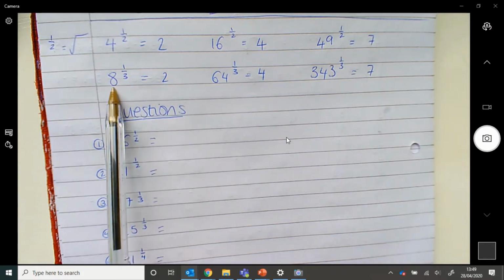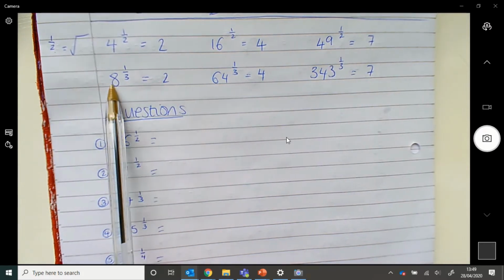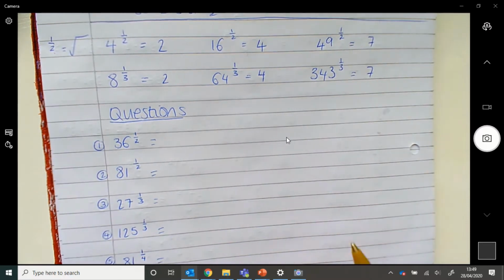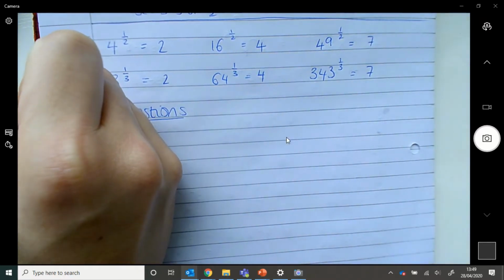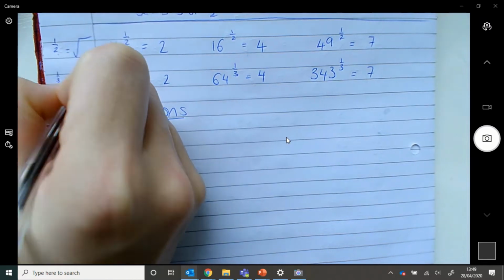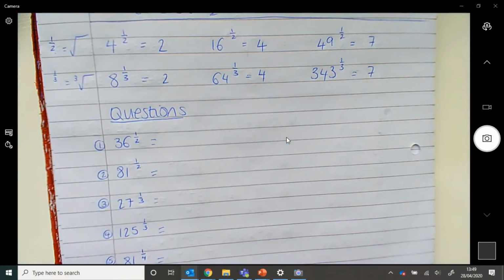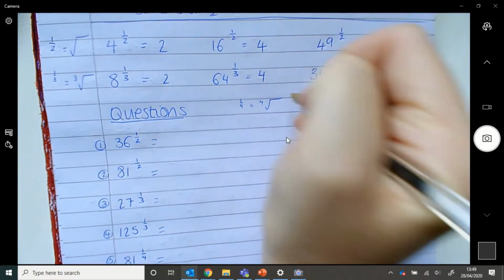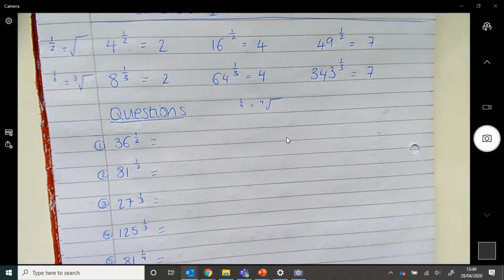Again, I think about what the links are. Well, 2 cubed is 8, 4 cubed is 64, and 7 cubed is 343. So the power of a third is the same as the cube root. It would be the same if the power was a quarter. That is the 4th root. That means what to the power of 4 gives me that number. The same for power of a 5th, the same for power of a 6th.